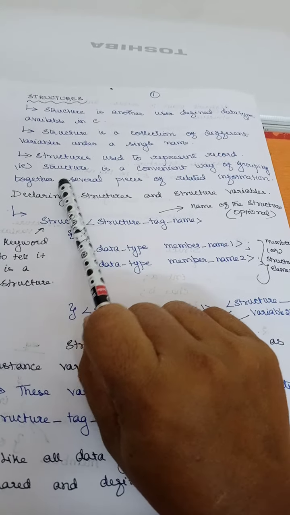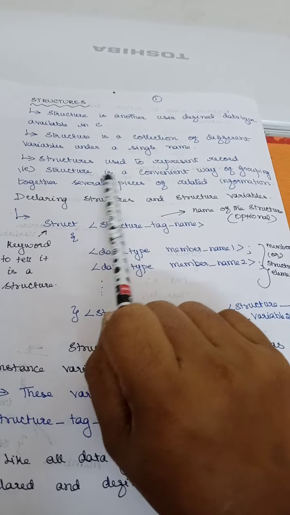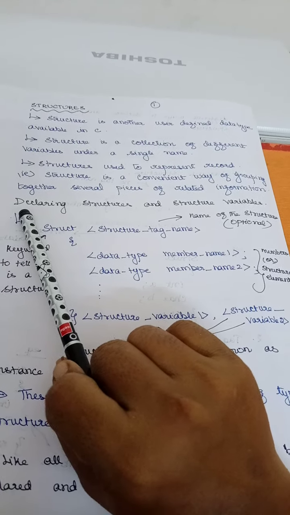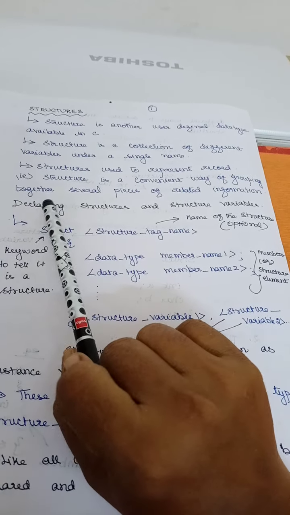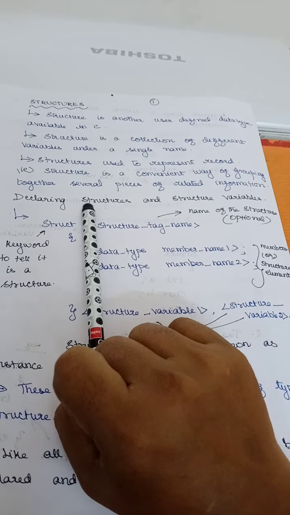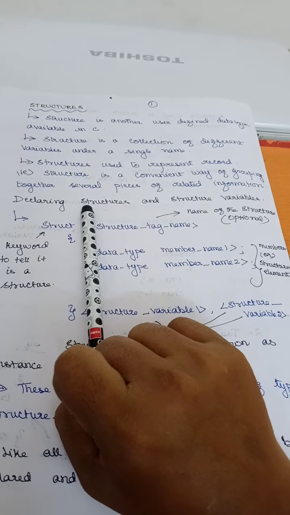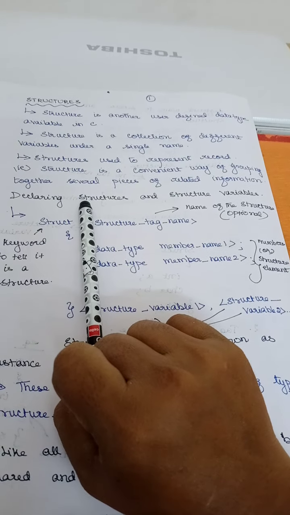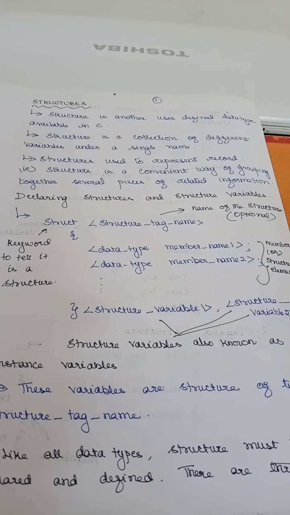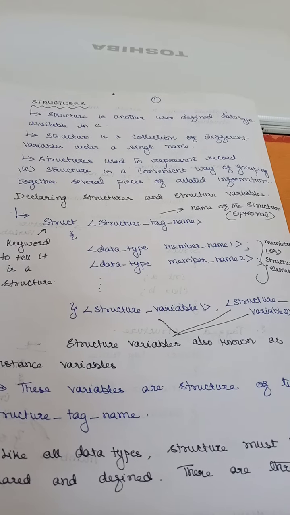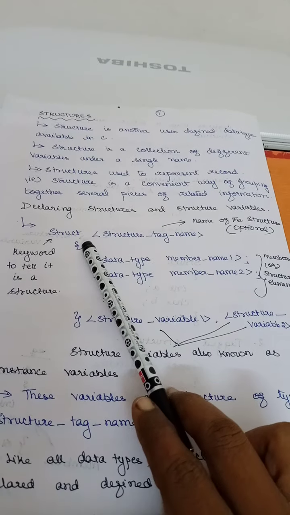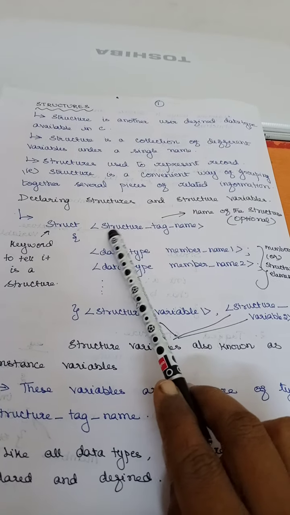Now structure is a convenient way of grouping together several pieces of related information. Name is one data, ID is one data. Now I'm combining all these data to form one related information. I can have many structures together also. We'll see that when we move on to structures in detail. The only thing you need to remember is structure is a collection of heterogeneous data elements. Is that clear? Now we'll see the syntax of how to declare a structure.